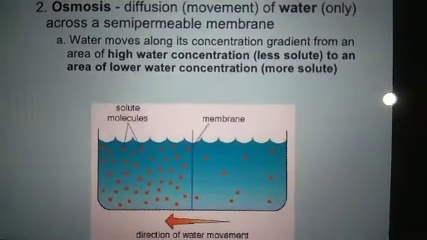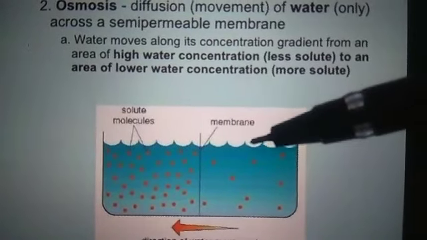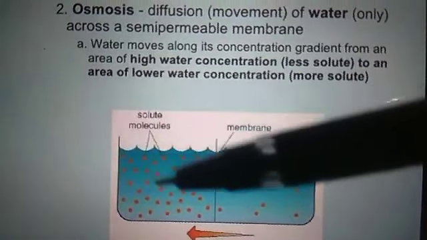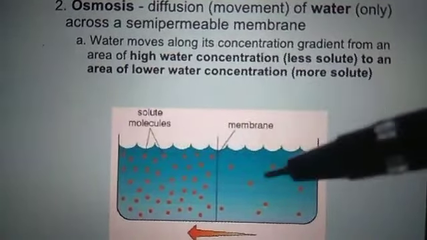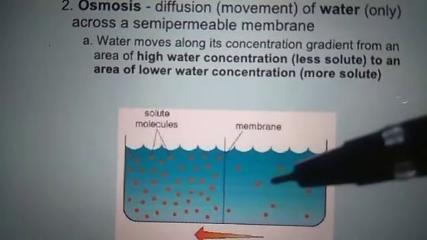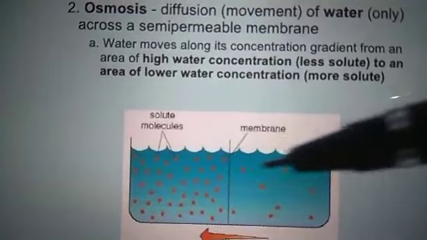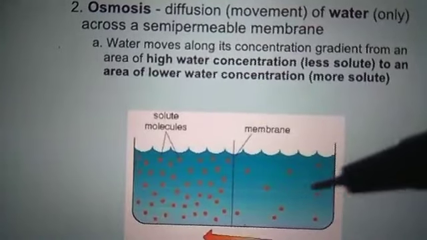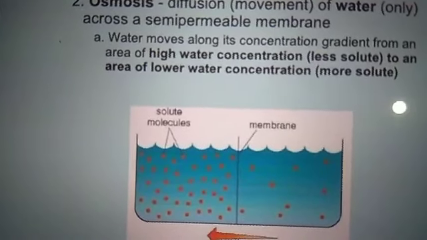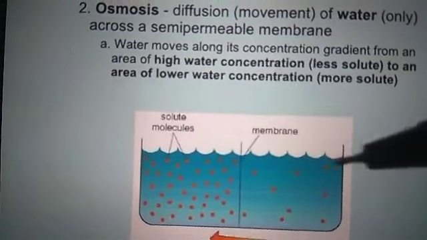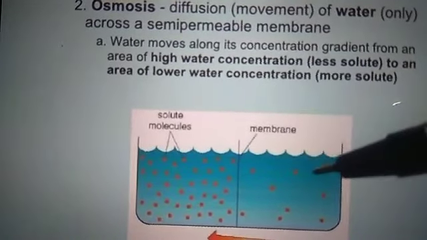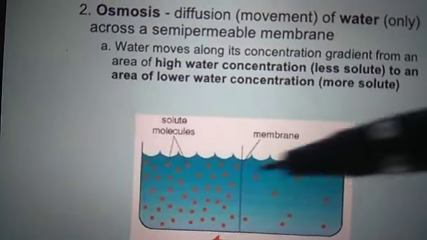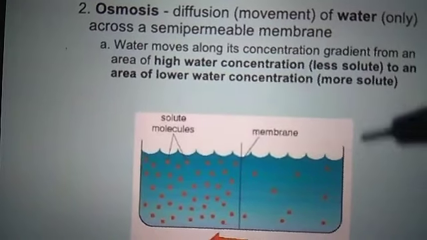Osmosis is affected by the amount of substance dissolved in water. That means if I add more solute here, then the concentration will get affected. So what is osmosis? It is the passage of water from a region of higher water concentration through a semi-permeable membrane to a region of low water concentration. Right, so that's all about osmosis.